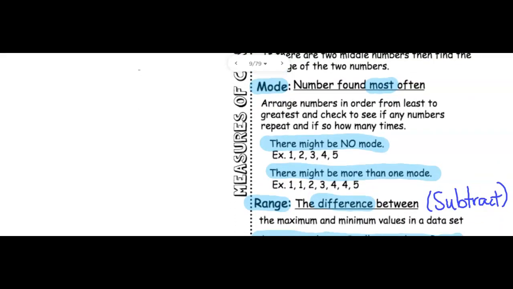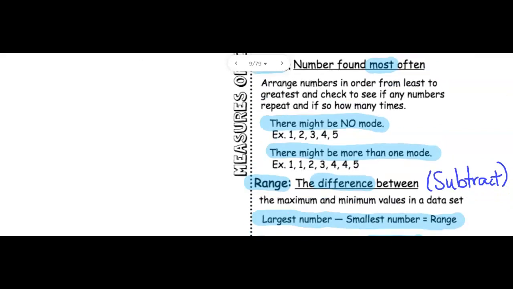Next up, we have the mode. The mode is the number that you see the most. You're looking for doubles or triples, anything like that. Sometimes there might be no mode, so highlight that, like this example.